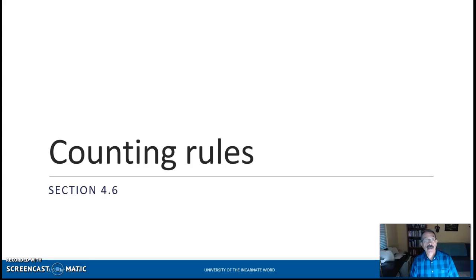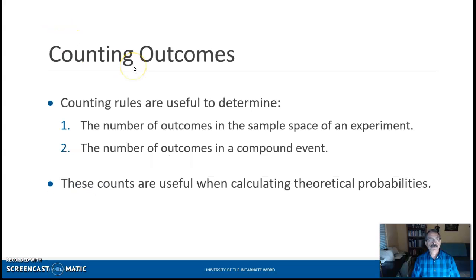This is part 8 of the Module 4 lecture, and here we will talk about counting rules. Counting outcomes is very important, and these rules are useful to determine the number of outcomes in a sample space of an experiment or the number of outcomes in a compound event. In turn, these counts are useful when calculating theoretical probabilities.